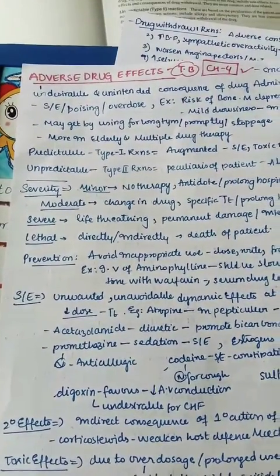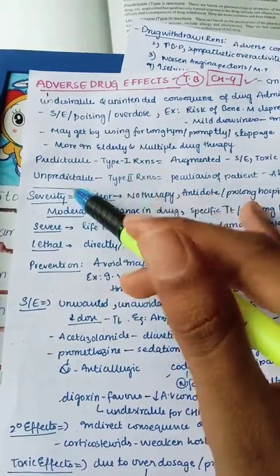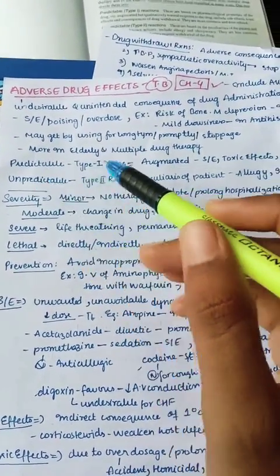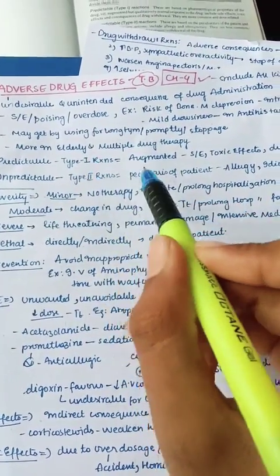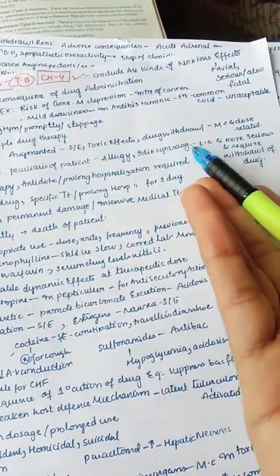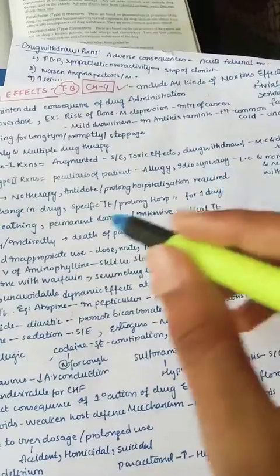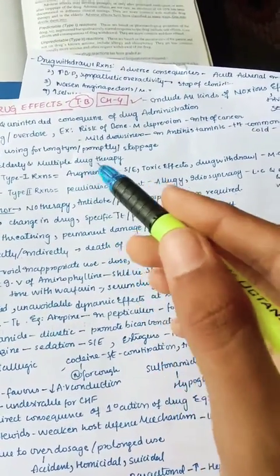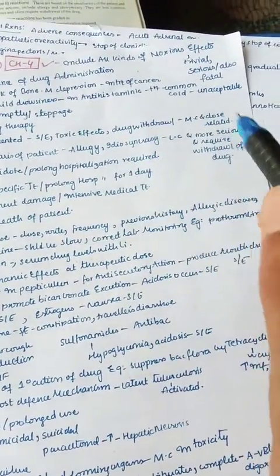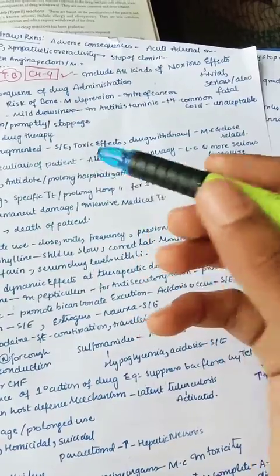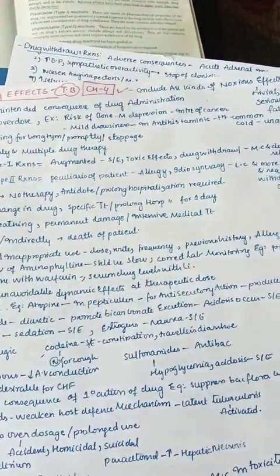Adverse effects are divided mainly into predictable and unpredictable types. Predictable means we can predict it. These are known as type 1 reactions, which are augmented: side effects, toxic effects, drug withdrawal. This predictable type is the most common. Whenever we give a drug, we say you may have this kind of side effect. These are also dose related, because by increasing or decreasing the dose we can control it.